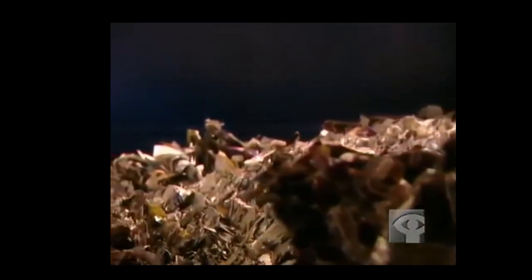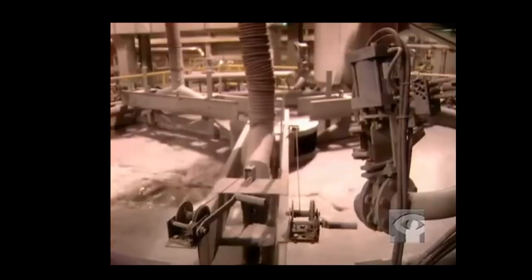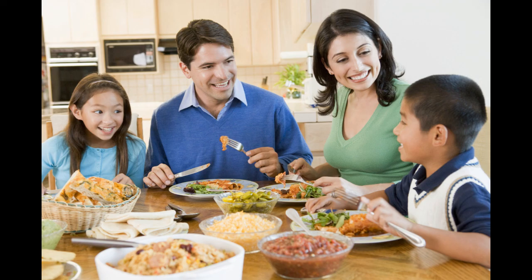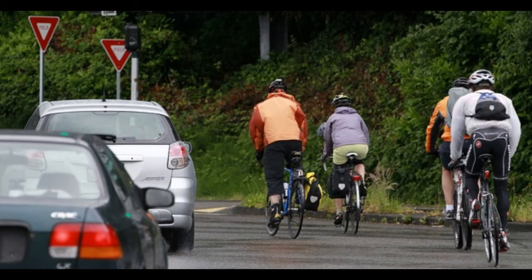Use cloth products instead of paper products like napkins, towels, plates, and cups. These products can be washed and used again, which helps to save trees. Drive less and carpool when possible. Car exhaust is one of the main contributors to acid rain. Walk or ride your bike to help keep our environment clean.